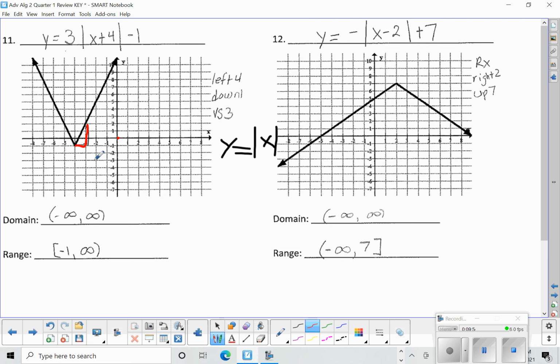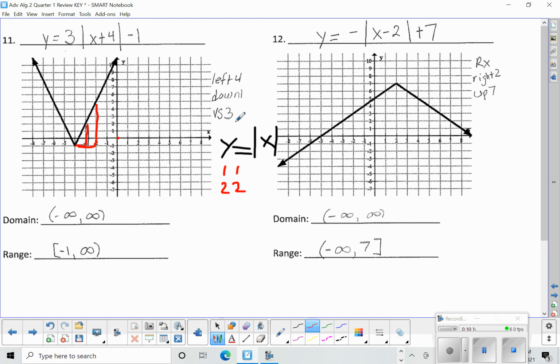Okay. So now I notice that I've got a vertical stretch of 3 because my parent function is 1, 1, 2, 2. It's an absolute value. If I want to double check it, I can go right 2. I went up 1, 2, 3, 4, 5, 6. So I'm 3 times as tall.